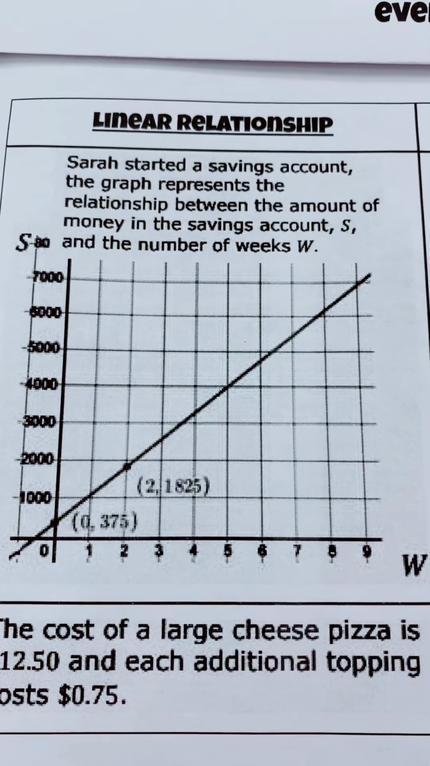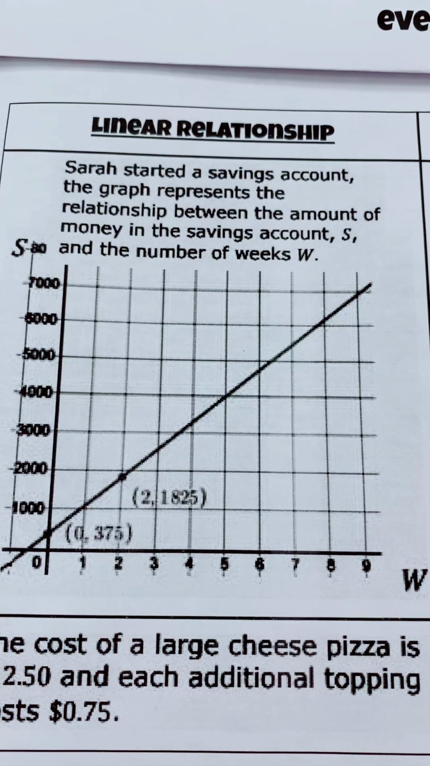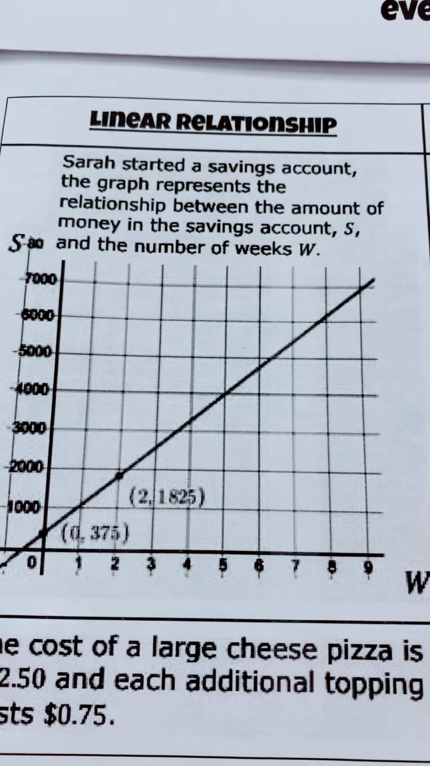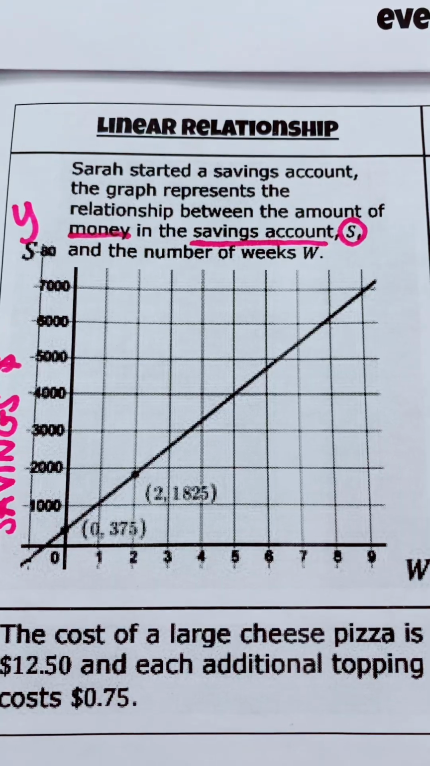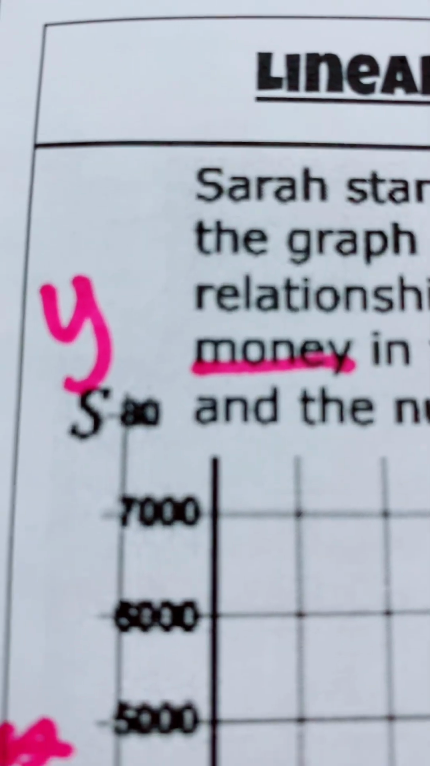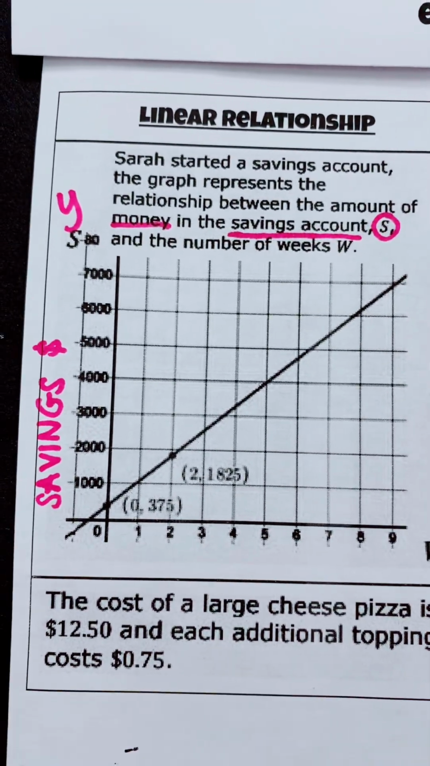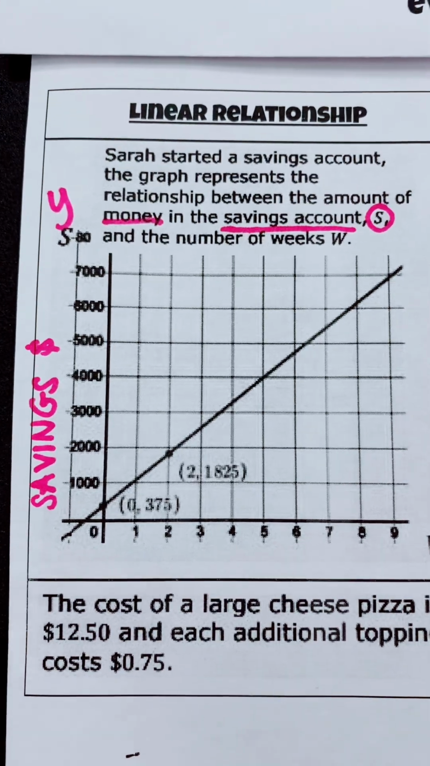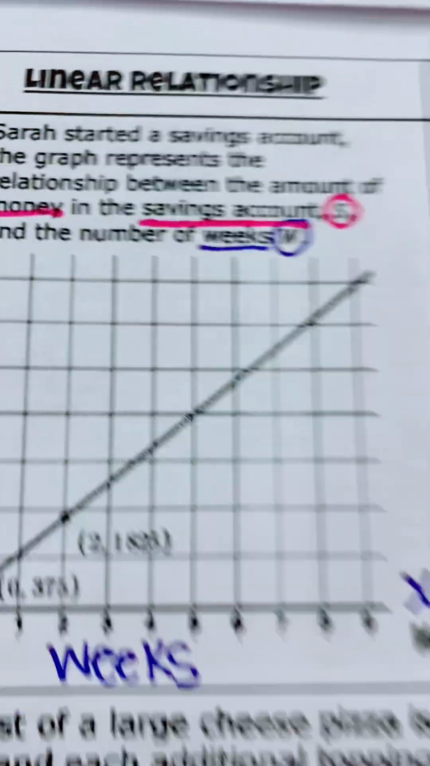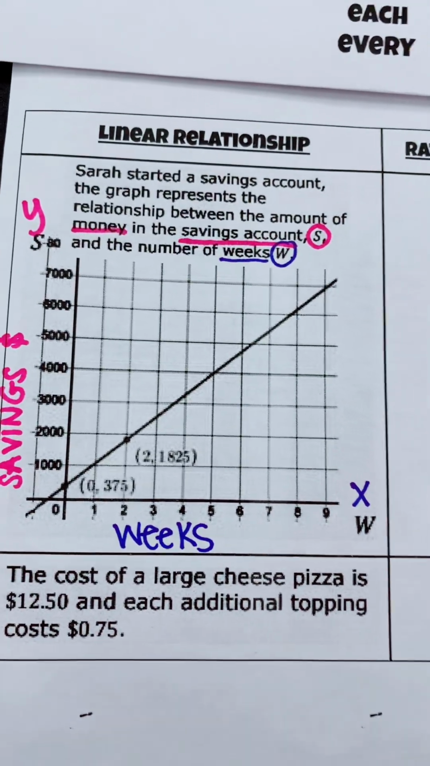Our first example says Sarah started a savings account. The graph represents the relationship between the amount of money in the savings account, S, and the number of weeks, W. I notice that the savings account, S, is on the y-axis. As you can see, there's an S on the y-axis, so I've labeled the y-axis savings. The number of weeks, W, is on our x-axis, so I've labeled that as well.